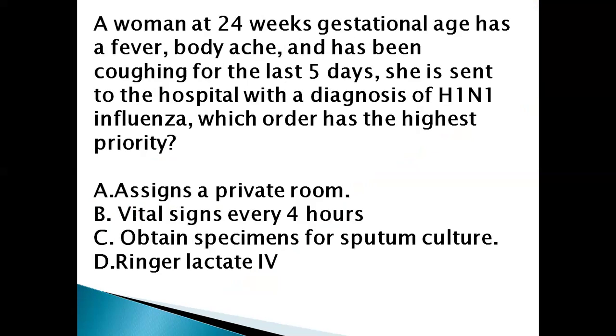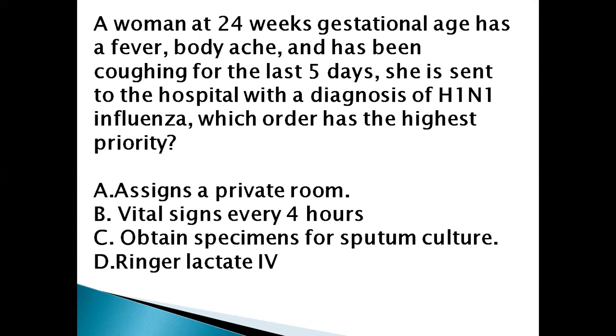A woman at 24 weeks gestational age has a fever, body ache, and has been coughing for the last 5 days. She is sent to the hospital with a diagnosis of H1N1 influenza. Which order has the highest priority? Okay, so the orders are: assign a private room, vital signs every 4 hours, obtain a specimen for sputum culture, and a lactated Ringer's IV. Okay, so all the options need to be done, but they are asking for the highest priority.